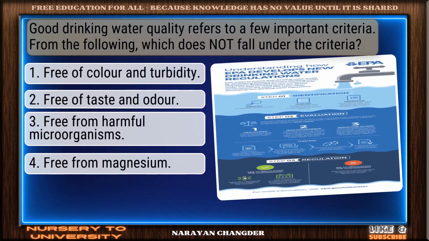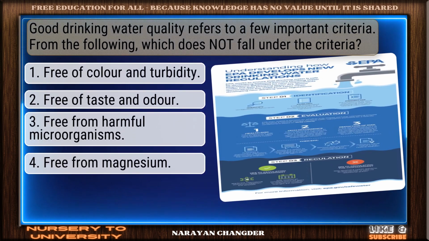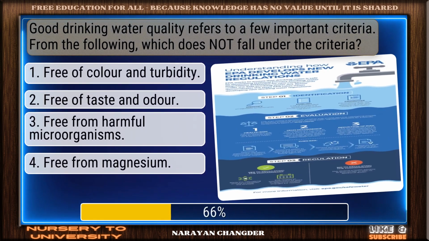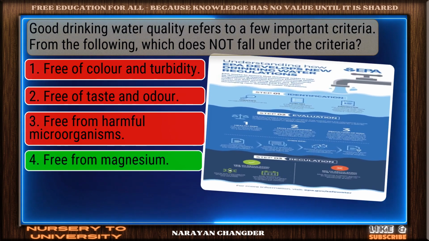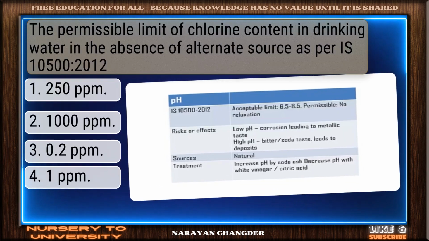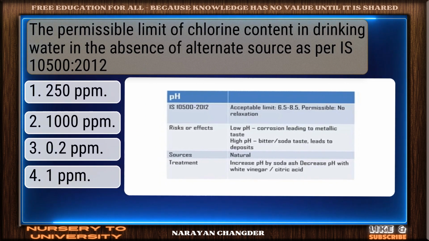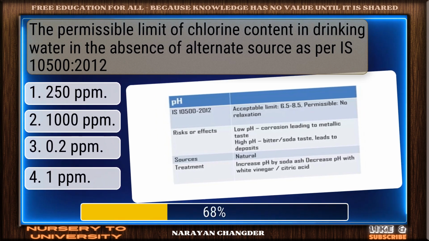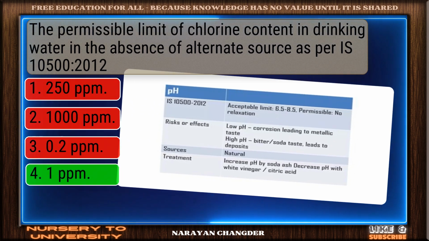Good drinking water quality refers to a few important criteria. From the following, which does not fall under the criteria? You got it. Your choice, free from magnesium, is right. The permissible limit of chlorine content in drinking water in the absence of alternate source, as per IS 10500, 2012, is. Nice work. You chose 1 ppm and it is correct.